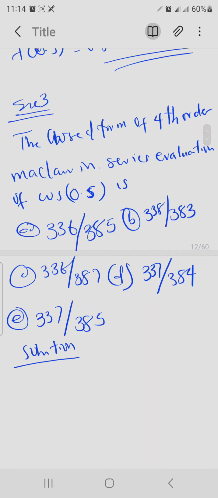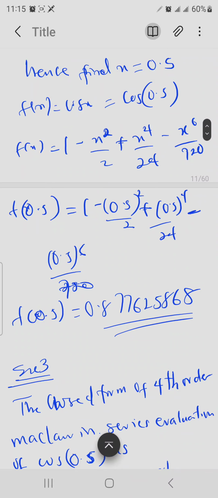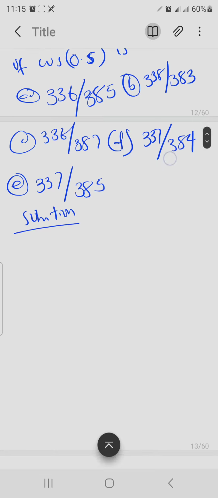Now the third example, the question states that I should find the closed form of the fourth order Maclaurin series evaluation of cos 0.5. These options. When you find, it means that using the Maclaurin series to find cos 0.5, which one of these options is close to the answer? That is what it means. We've already calculated this, but let's say this is just a new question that we've not done before, let me give you a hint on how to do it.